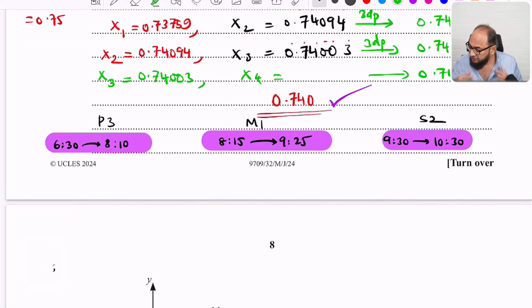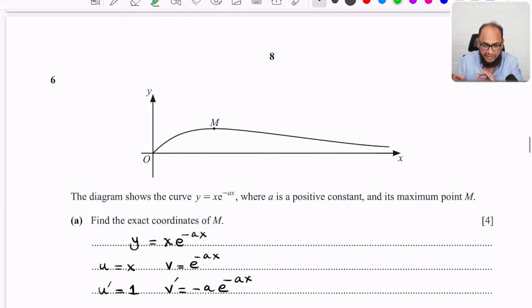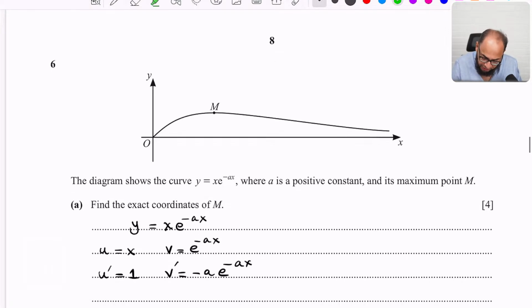So now it's 7:32 and we have around 40 minutes for the other papers. So now I'll just go to the examiner report after going through all these questions, in order to save time. Now question number 6.